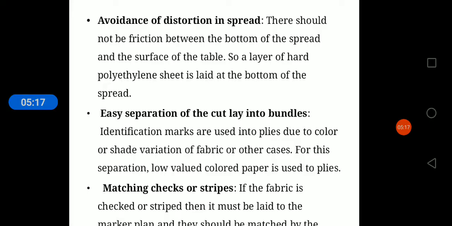Avoidance of distortion in spread. There should be friction between the bottom of the spread and the surface of the table, so a layer of hard polyethylene sheet is laid at the bottom of the spread.